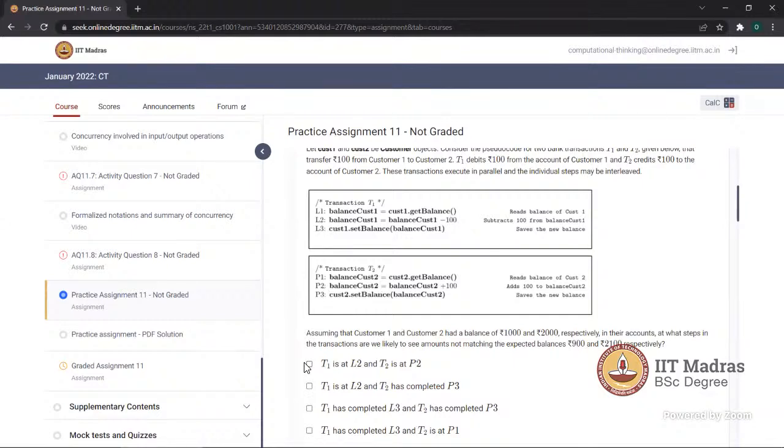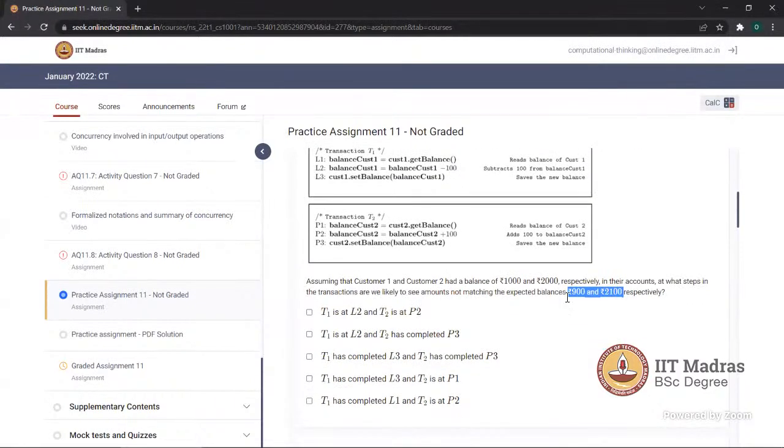So what happens to this option 1? It looks correct. Correct as in? It gives a correct answer with respect to 900, 2100. It's not matching the 900. It's not matching. So can we select this?